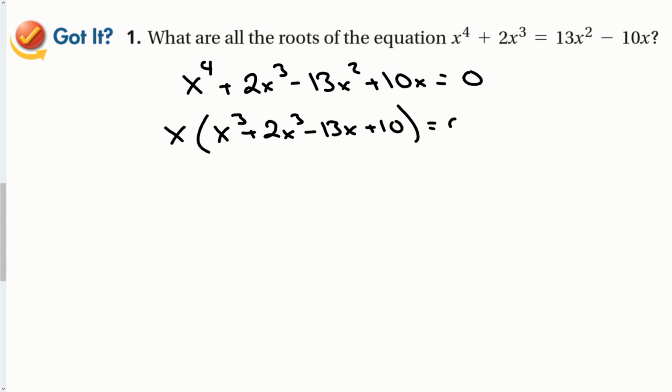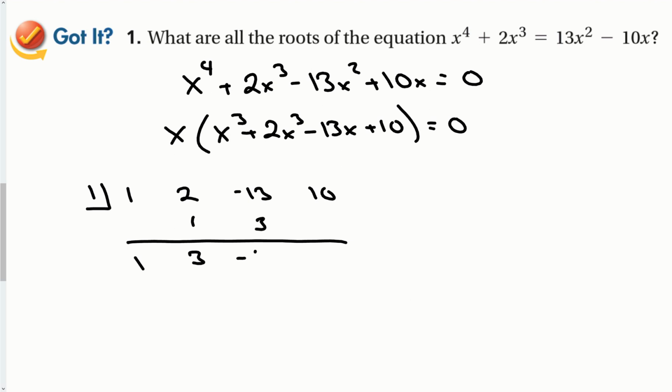And then I can just focus on this piece in here. Unfortunately, it doesn't look like grouping is going to help me, so I'm going to guess a possible rational root that will. Let's check 1, 2, negative 13, 10. I'll come back to the x later. Let's just try to factor this bit right there using this technique.